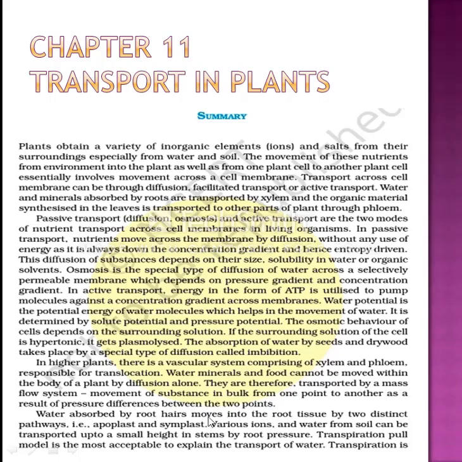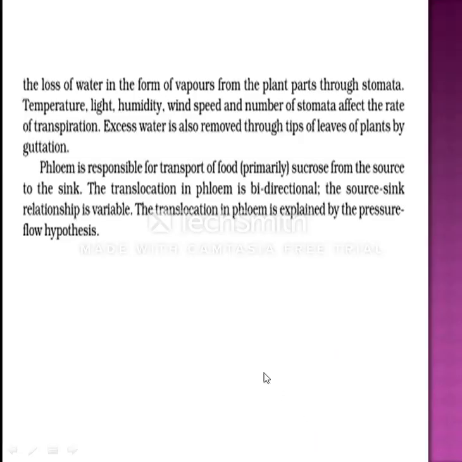Water absorbed by root hairs moves deeper into the root by two distinct pathways, i.e., apoplast and symplast. Various ions and water from soil can be transported up to a small height in stems by root pressure. The transpiration pull model is the most acceptable to explain the transport of water.